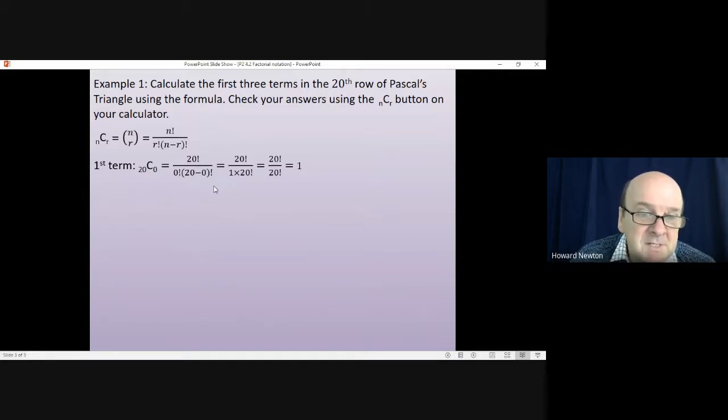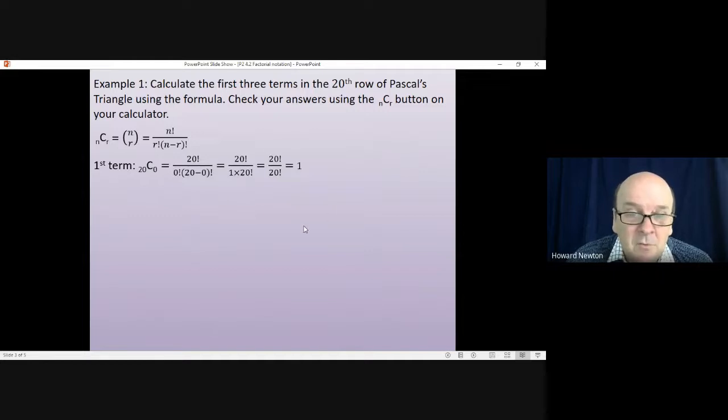One thing to notice there, 0 factorial, and this will happen if you use your calculator to work it out, it's defined to equal 1. Using the way we had for calculating factorial, that wouldn't necessarily look like it should be the case, but 0 factorial, for various reasons, is defined to equal 1. So popping all of that into your calculator, you get 20 factorial over 20 factorial, which gives you 1 for the answer. Now, if you remember Pascal's triangle, the first term in every single row is 1.